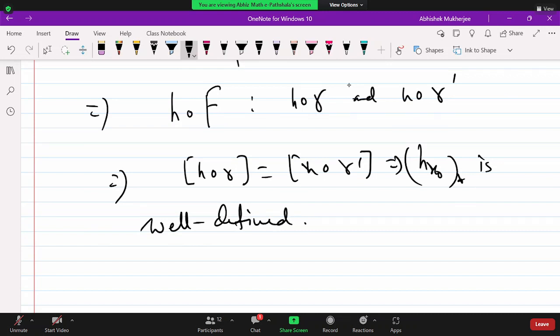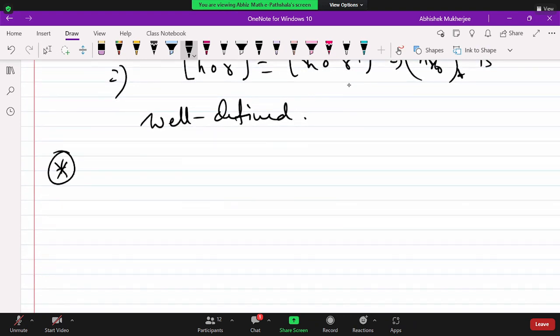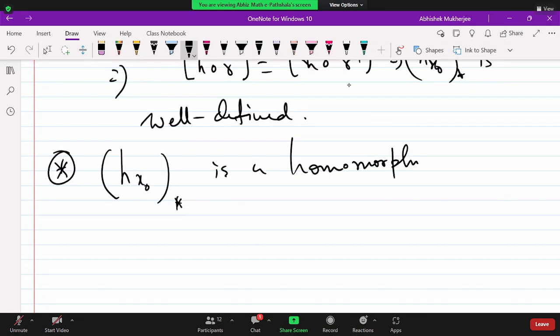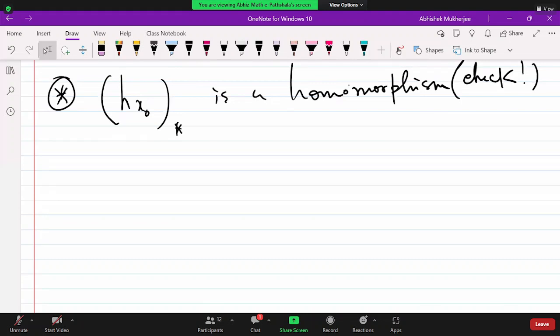Not only that, it is very easy to check that this is a homomorphism. I'm just leaving it to you to check. Great. Now, with respect to this homomorphism, this is a homomorphism from the fundamental group of X based at x naught to the fundamental group of Y based at y naught.